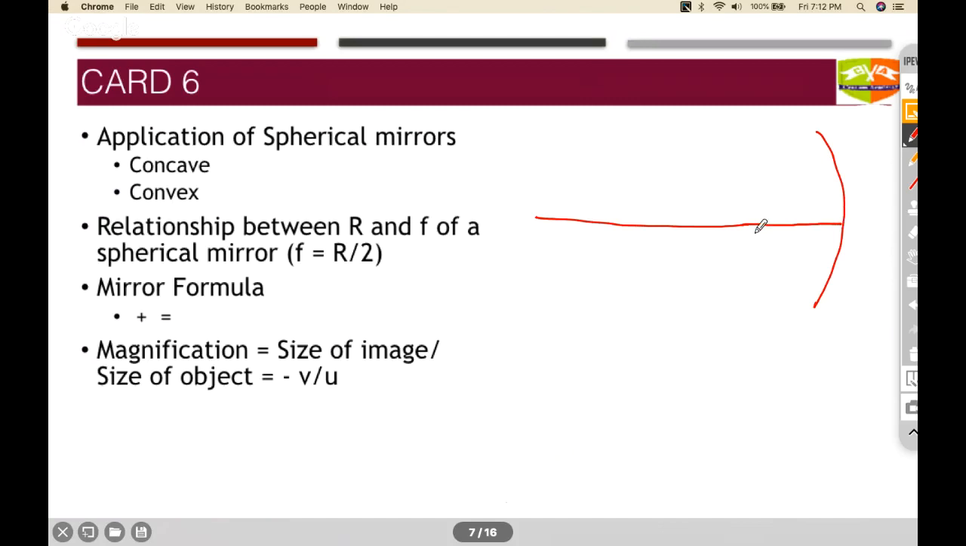So what I do in this case is that I take an object. Suppose first let me mark over here. Suppose this is center of curvature C. This is focal point F, and this is P. So let me have an object. I name the object as AP. This is my concave mirror.